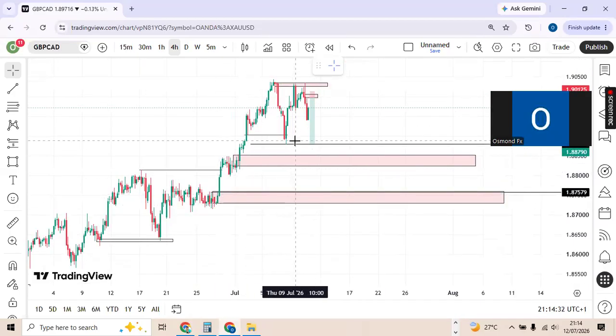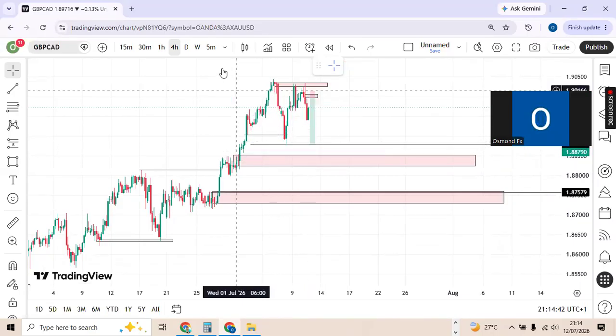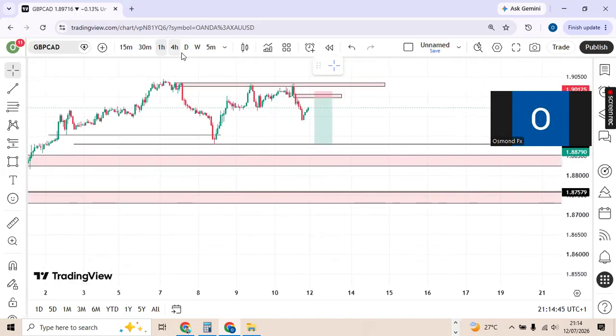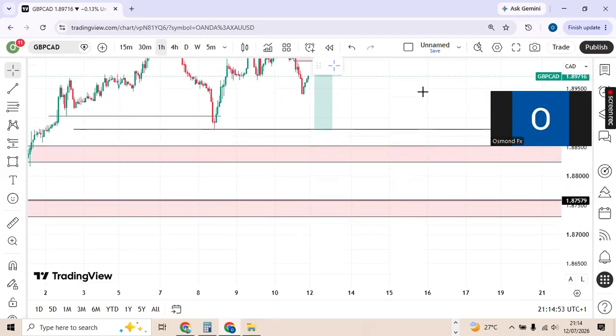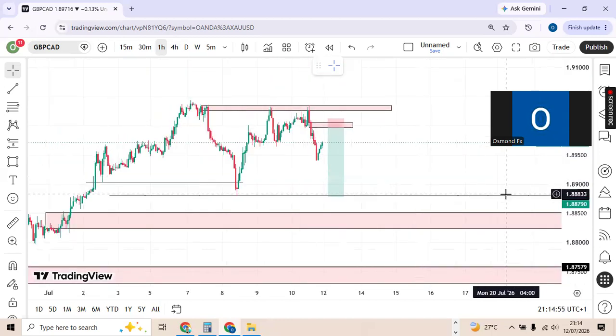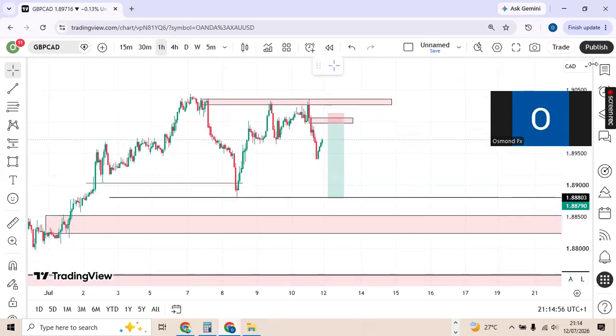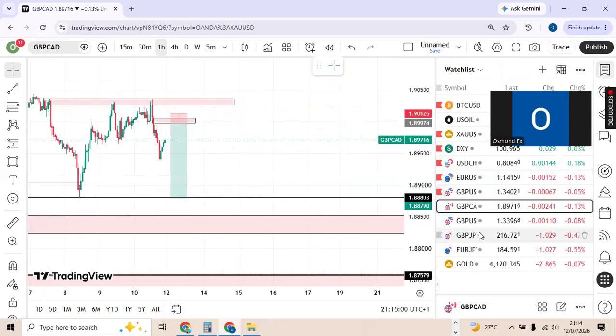Okay, so for now, I'm just waiting for a retracement. We are taking advantage of this retracement to this low. But this is the area where I'm going to be taking my exit, if we enter the sell from this level. So I'm going to be taking my exit here. This is 118 pips. If you manage your risk very well, you're going to make a lot of money from it. So let's head over to GBPJPY.